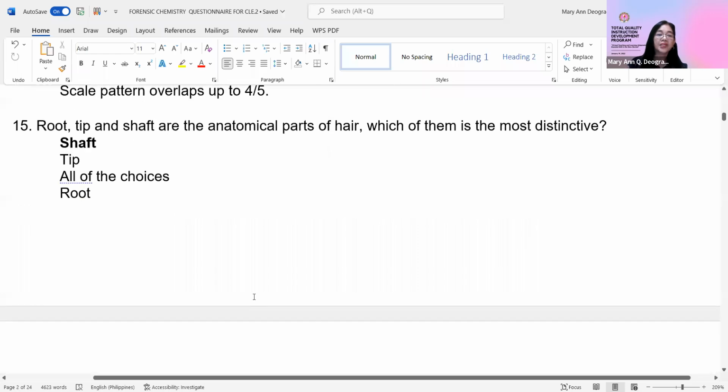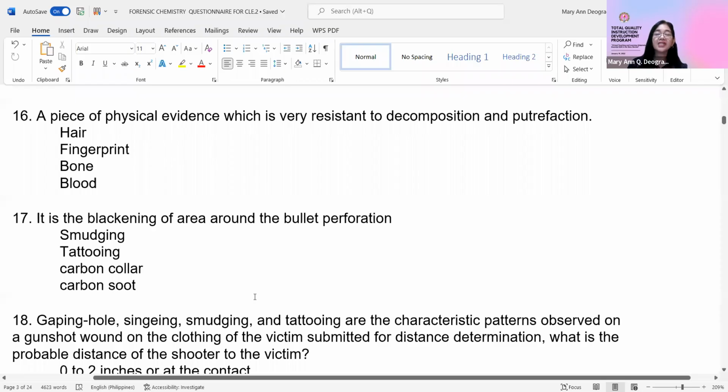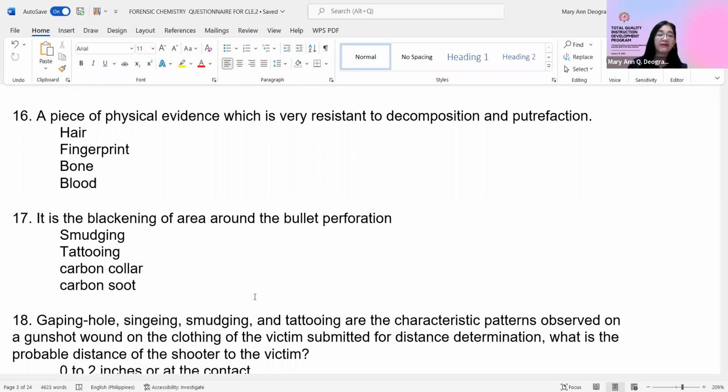Then number 16, a piece of physical evidence which is very resistant to decomposition and putrefaction. Is it hair? Is it fingerprint, bone, or blood? Alin dyan yung hindi nabubulok? It's hair, yes. Okay, so lahat yan, mga bigay na questions to eh. Kung ganito lang ba mga tanong sa board exam sana.